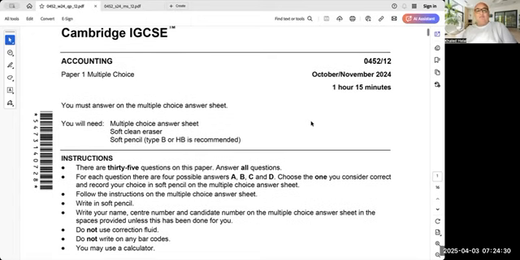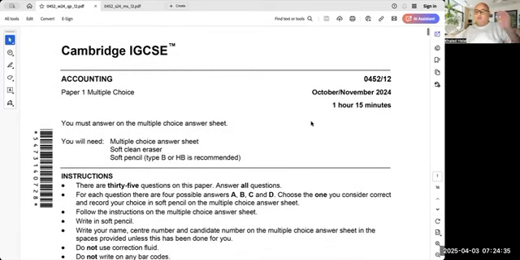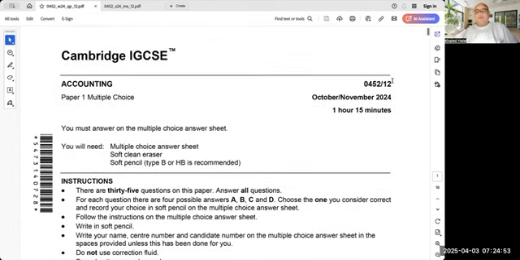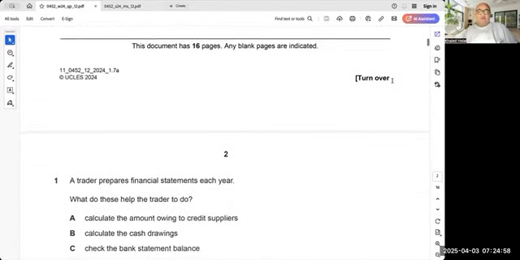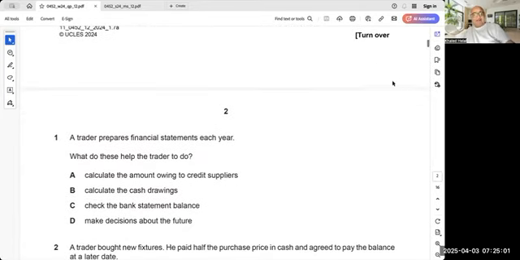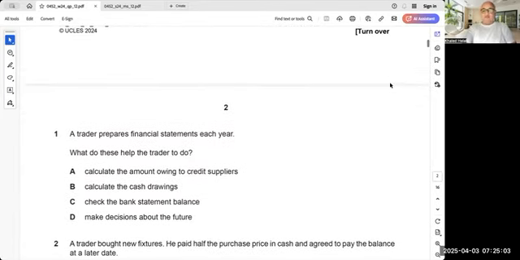So I'm going to take a question every day and we'll answer it together, helping each other out. For example, I'm starting with the October/November 2024 paper, 0452 or 0985, which has exactly the same questions. Variant 12 takes an hour and 15 minutes to answer. From 2027 onwards, it will be an hour and a half, so you will extend that. So let's go to the first question, which we will answer today.